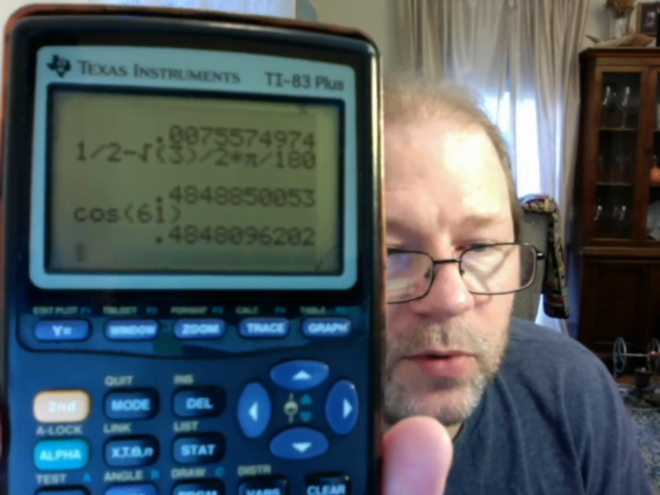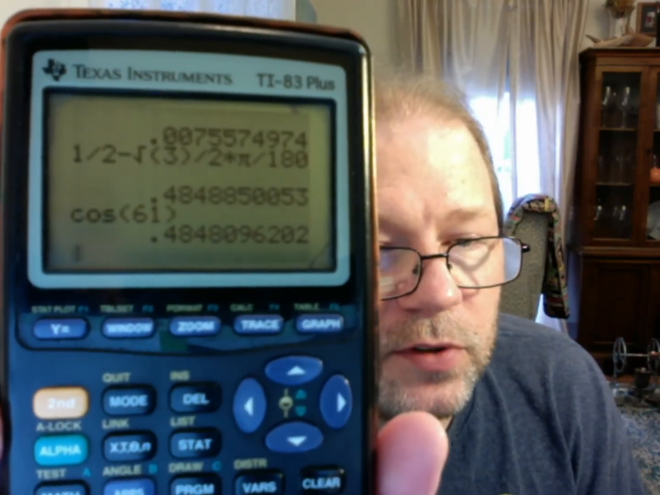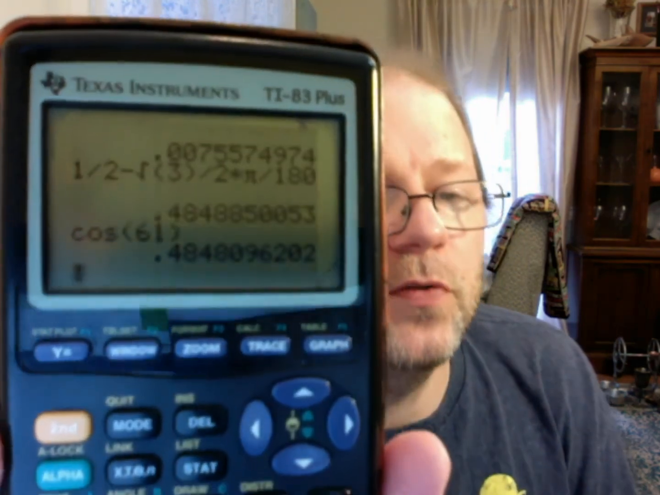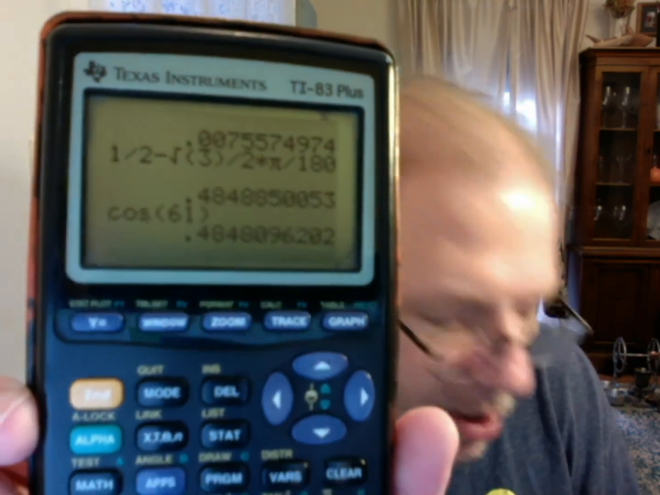Now just for comparison, let me make sure I'm in degree mode this time because I am going to use cosine. I'm going to do cosine of 61 degrees. When I put that in there, I get this number, which is pretty close, down to 5 decimal places, it looks like. Actually, no, to 4 decimal places. But anyway, that's how you would do this type of problem.